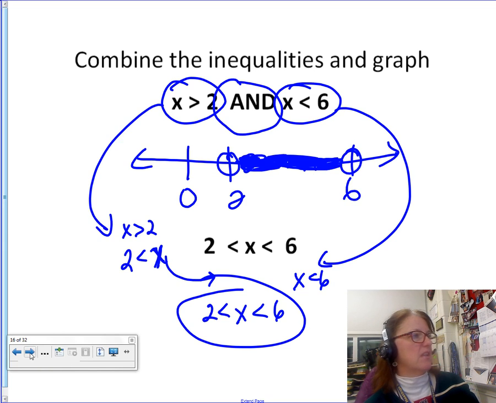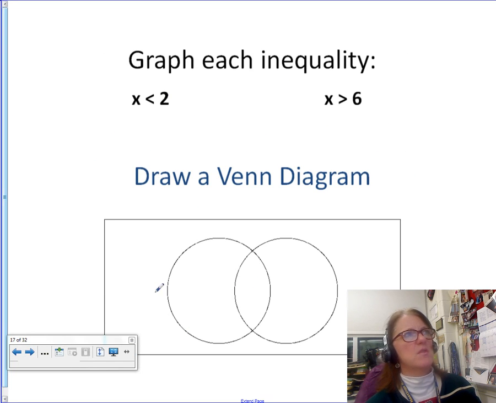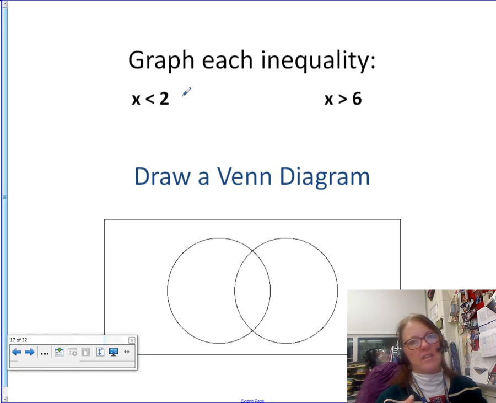Now, where I was getting a little ahead of myself and messed up is where I had things switched around. Okay, now, what if I had X is less than 2 instead of greater than 2? So here's 0, here's 2. I'd put an open circle and I'd shade to the left.